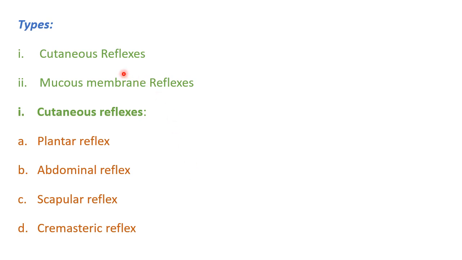The superficial reflexes can further be of two types, either the cutaneous reflexes or the mucous membrane reflexes. This classification is based on where the stimulating focus is. If the stimulating receptive field is the skin, we call them cutaneous reflexes. When it is the mucous membrane, we call them the mucous membrane reflexes. Accordingly, the cutaneous reflexes are of different types.